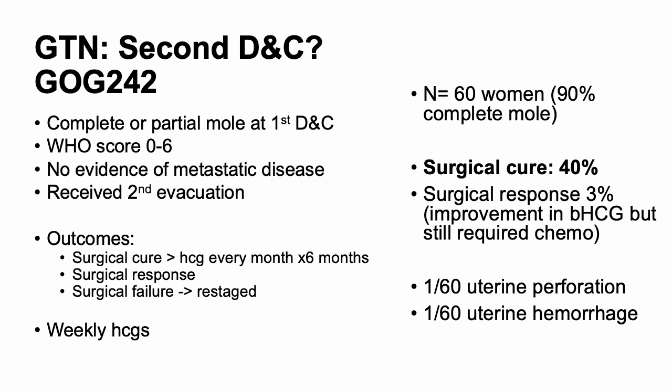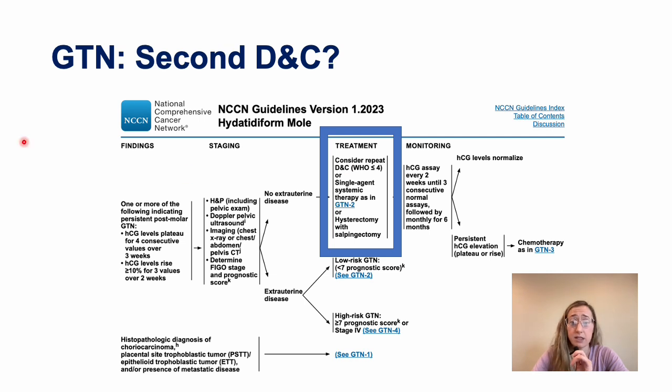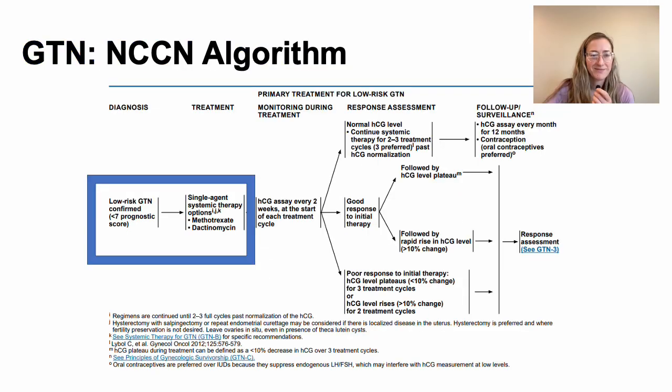But when the score was 5 or 6, no patients were cured. And so NCCN did update this in the guidelines, but they did note in here that the WHO score needs to be less than 4. So you can consider a repeat D&C, and you can potentially avoid chemotherapy in those patients. If not, single agent systemic therapy, which we'll go over next.